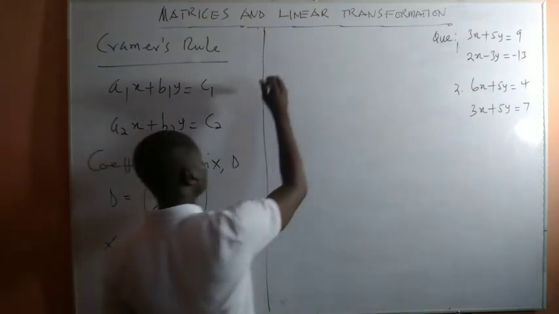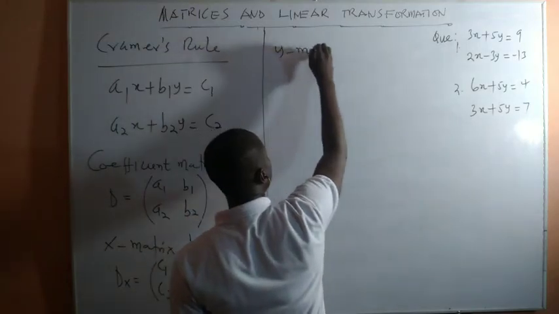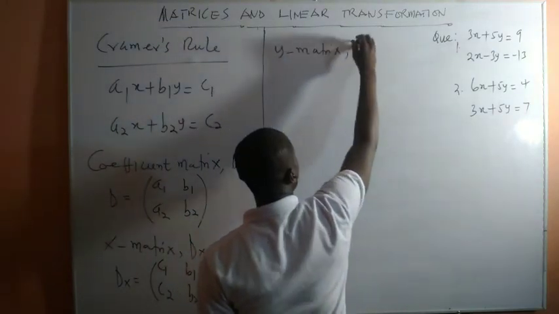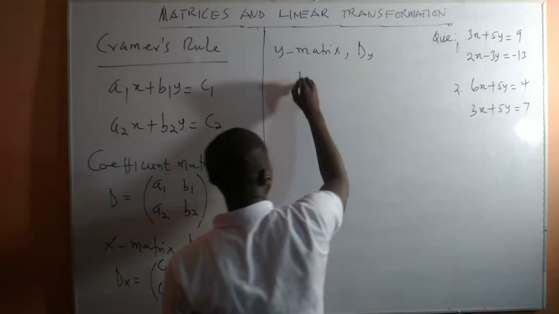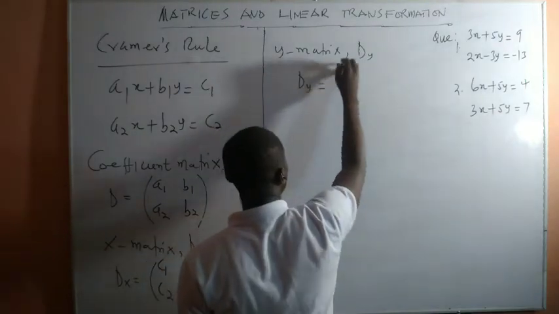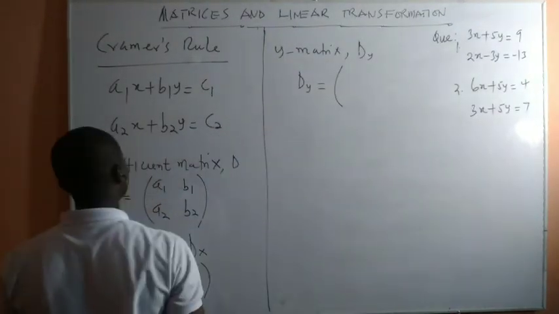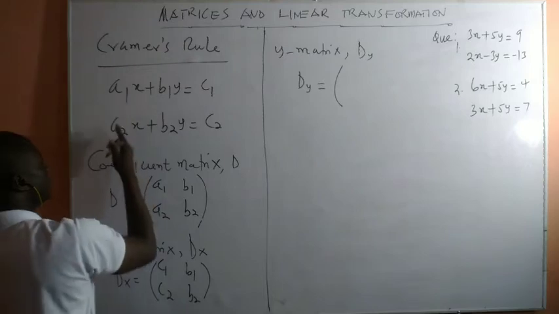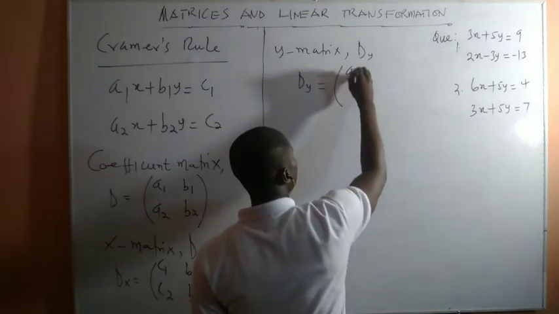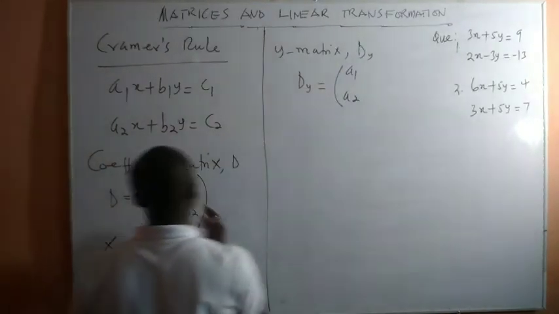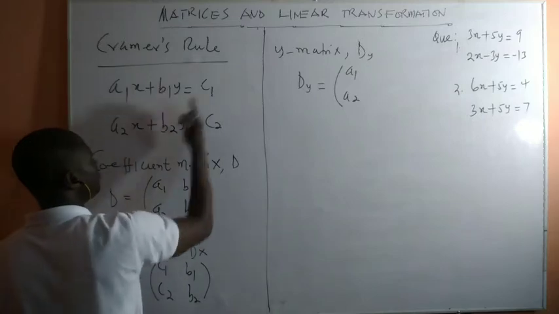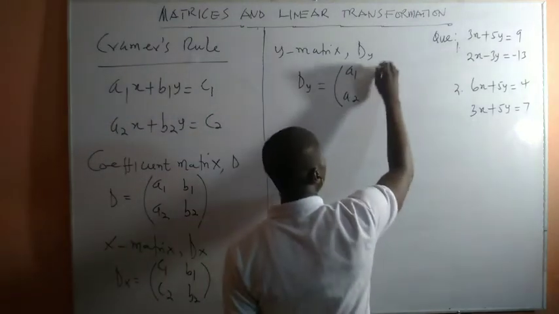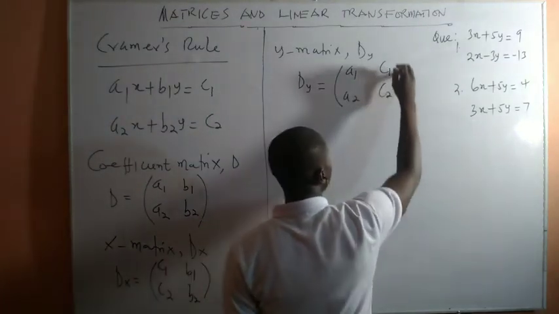Then we also have the y matrix, which is given by Dy. For Dy, we maintain the coefficient of x, that is a1 a2, but the coefficient of y is replaced by the constants, so we are going to have c1 c2.